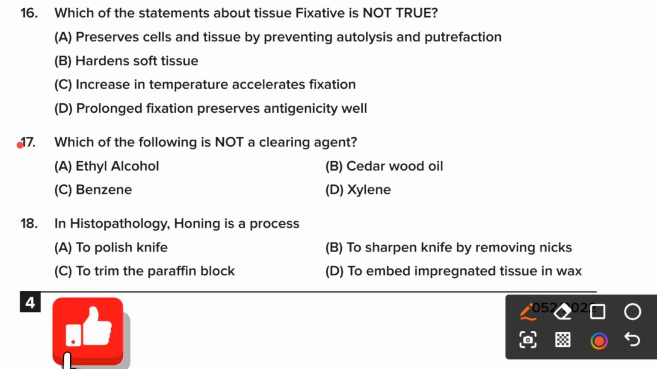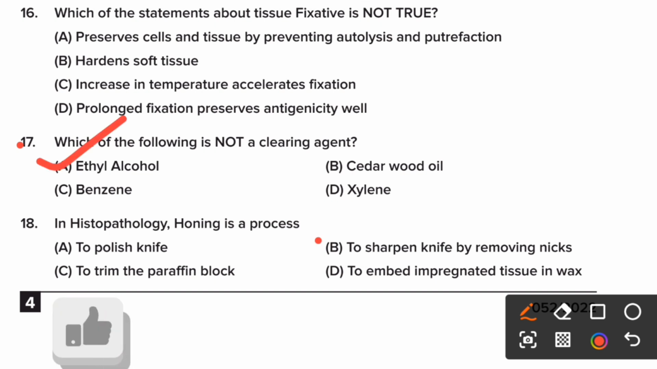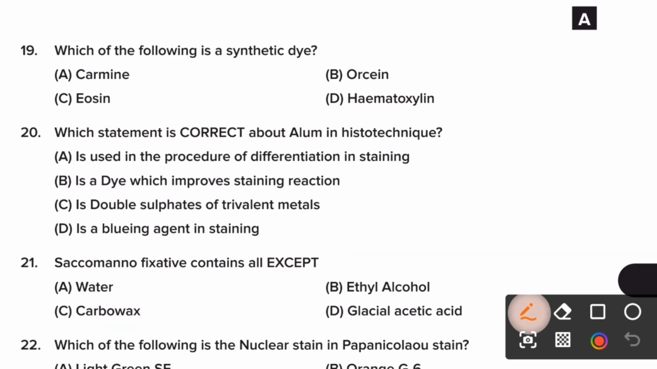Next question. Which of the following is not a clearing agent? Ethyl alcohol, cedarwood oil, benzene, xylene. The right answer is ethyl alcohol. It is not a clearing agent. Next one. In histopathology, honing is a process of to polish knife, to sharpen knife by removing nicks, to trim the paraffin block or to embed impregnated tissue in wax? The right answer is option B. To sharpen knife by removing nicks.